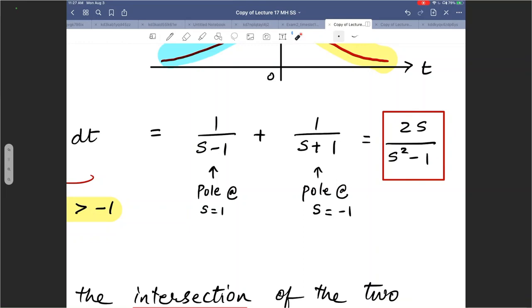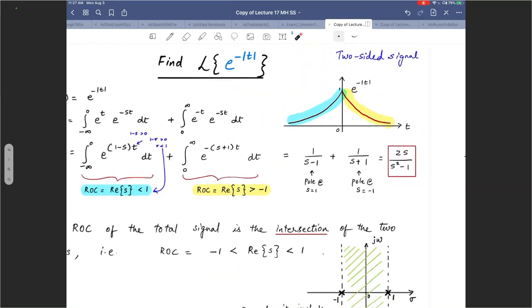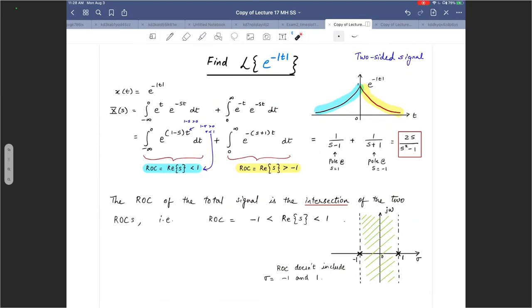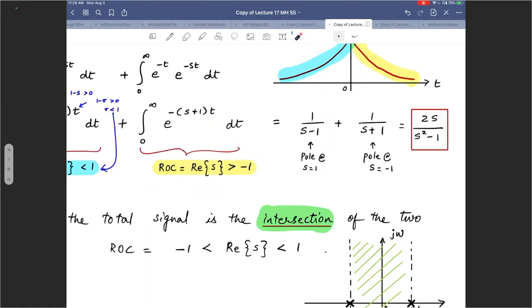However, you see over here, the regions of convergence are different. So our overall signal, how should I sketch the region of convergence for that? Well, the key word over here is that the region of convergence is going to be the intersection of the individual regions of convergence. So for the left one, where are we sketching the pole here?